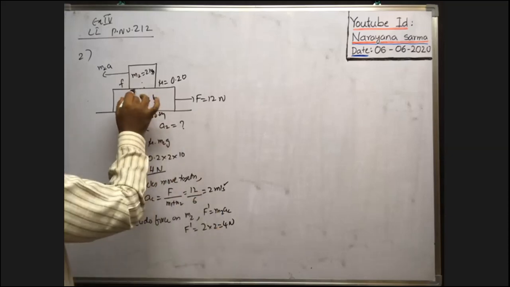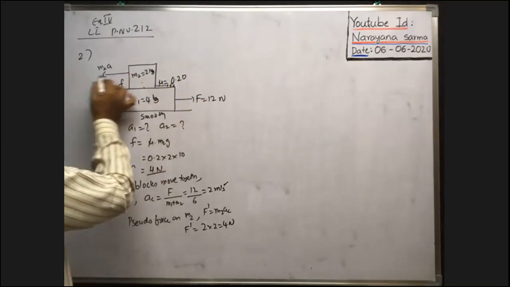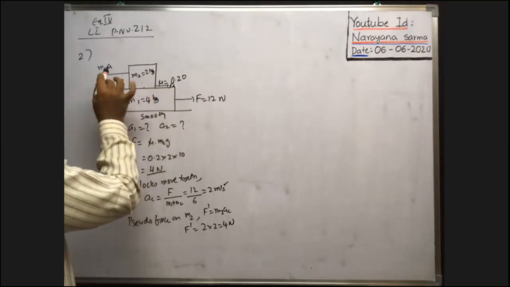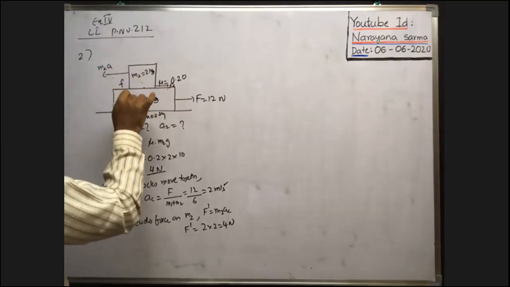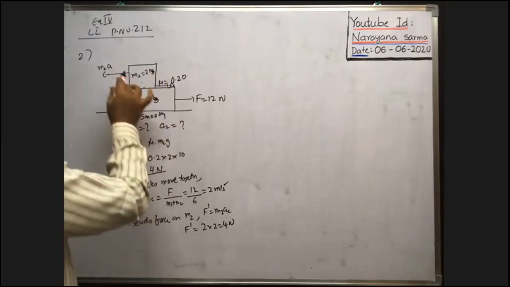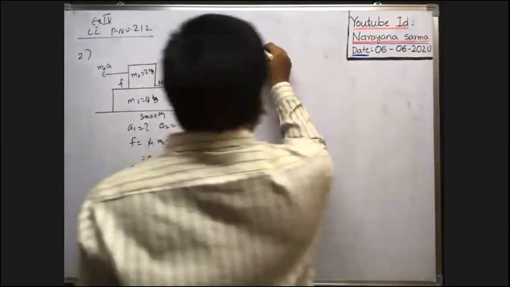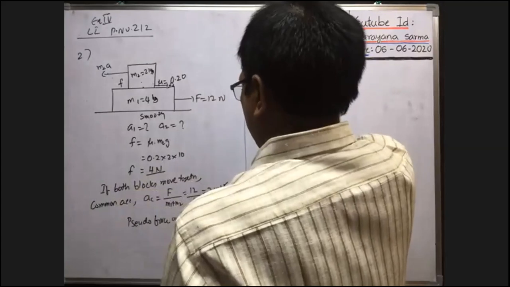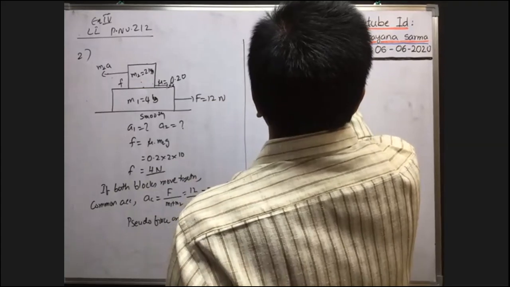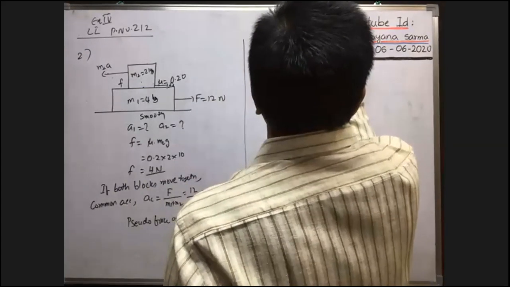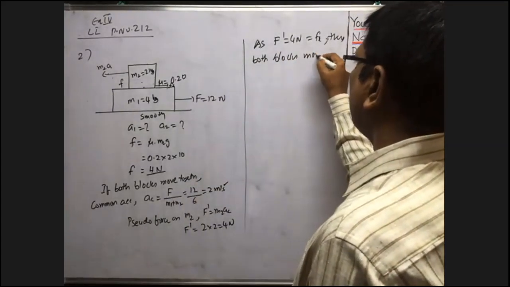That's why the limiting friction between these two. On the upper block, limiting friction acts in this direction. Pseudo force acts in this direction. But limiting friction balances the pseudo force. When pseudo force is greater than limiting friction, then this block will move over the other one, so that both blocks move separately. But here the pseudo force balances the limiting friction. That's why the two blocks move together only. So as pseudo force F dash is equal to 4 Newton, that is equal to limiting friction, both blocks move together.